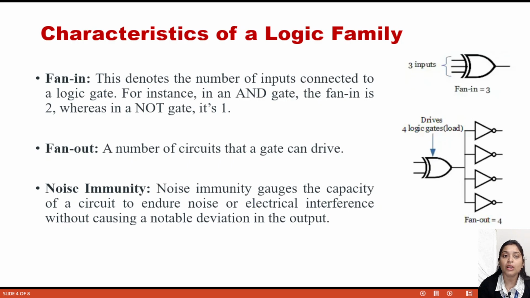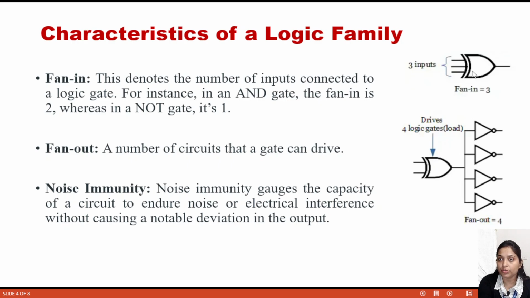So first of all, the important characteristic is fan in. So what is fan in? It denotes the number of inputs of the logic gate. Here you can see an example of fan in is given.